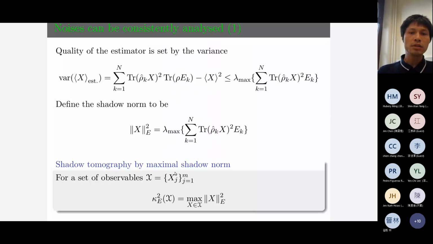And now the quality of a set of observables. Suppose you have m observables. Roughly for now, we can assume that the x_j have the same unit. Then this would mean that you simply have to look at the maximal variance over the whole set of observables. So it could be the worst case scenario. And this could be, at least for now, the figure of merit to consider the quality of shadow tomography of a set of observables and for a certain measurement.